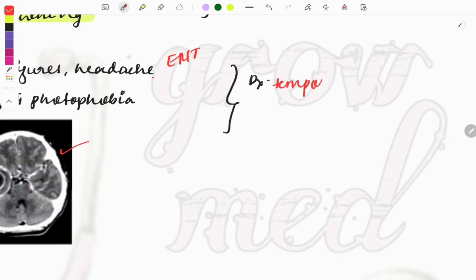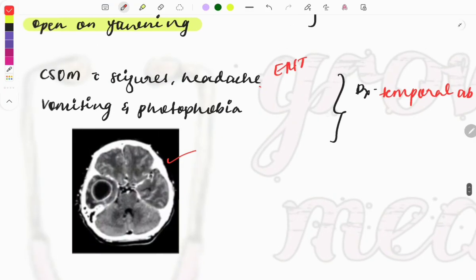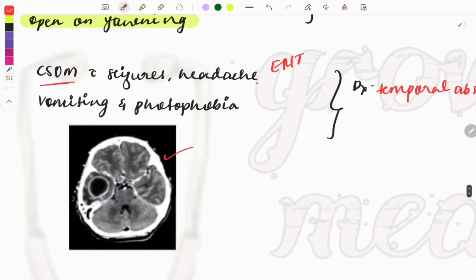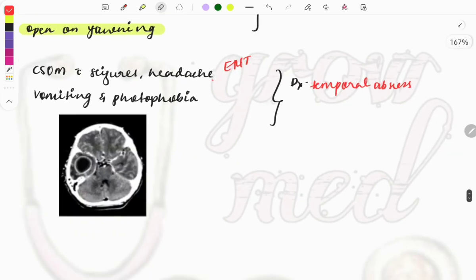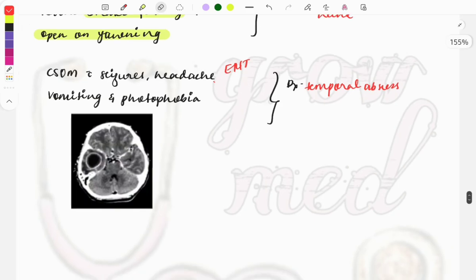So due to the temporal abscess, this person was having these things, because of CSOM, because of this otitis media, the infection from the ear travels to the brain very easily and affects the brain. So that's why this is the mechanism, the causative reason for this temporal abscess.